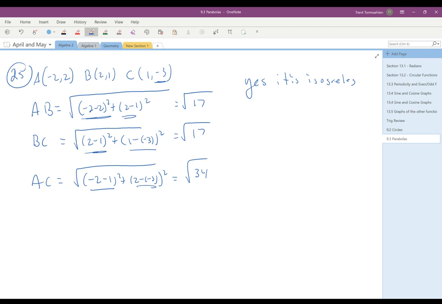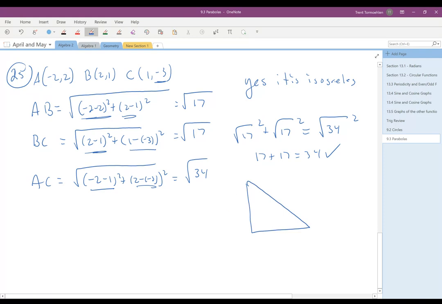So that means we can check to see if it satisfies the Pythagorean theorem. If it does, then it's a right triangle. So we do square root of 17 squared plus square root of 17 squared. Does that equal square root of 34 squared? Yes, because that's just 17 plus 17 equals 34. And so this satisfies the Pythagorean theorem. So it is a right triangle.